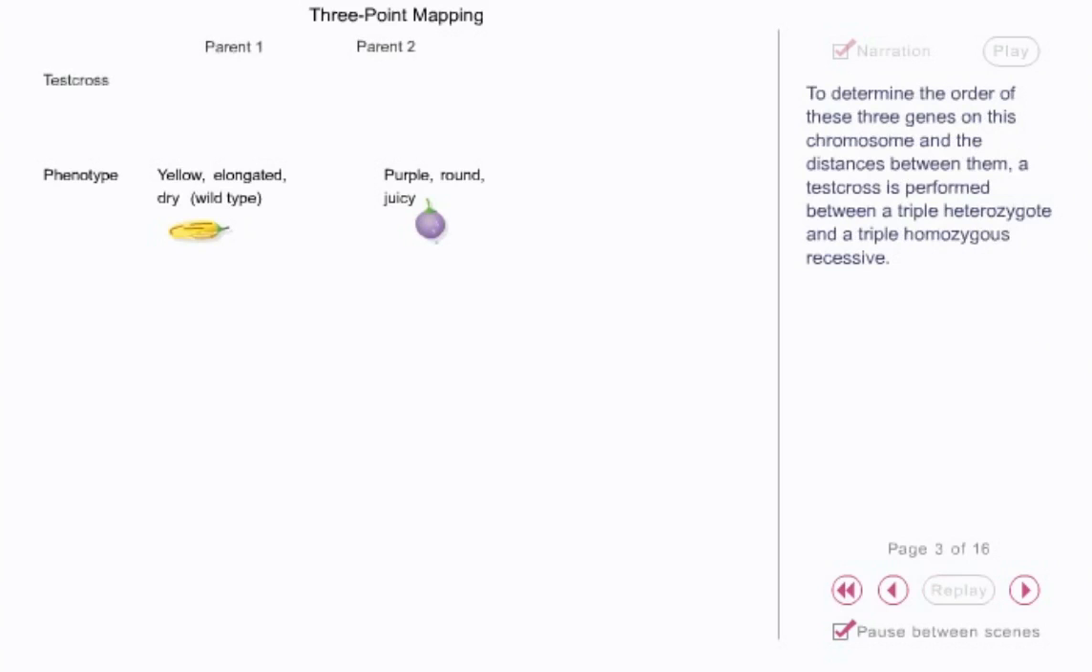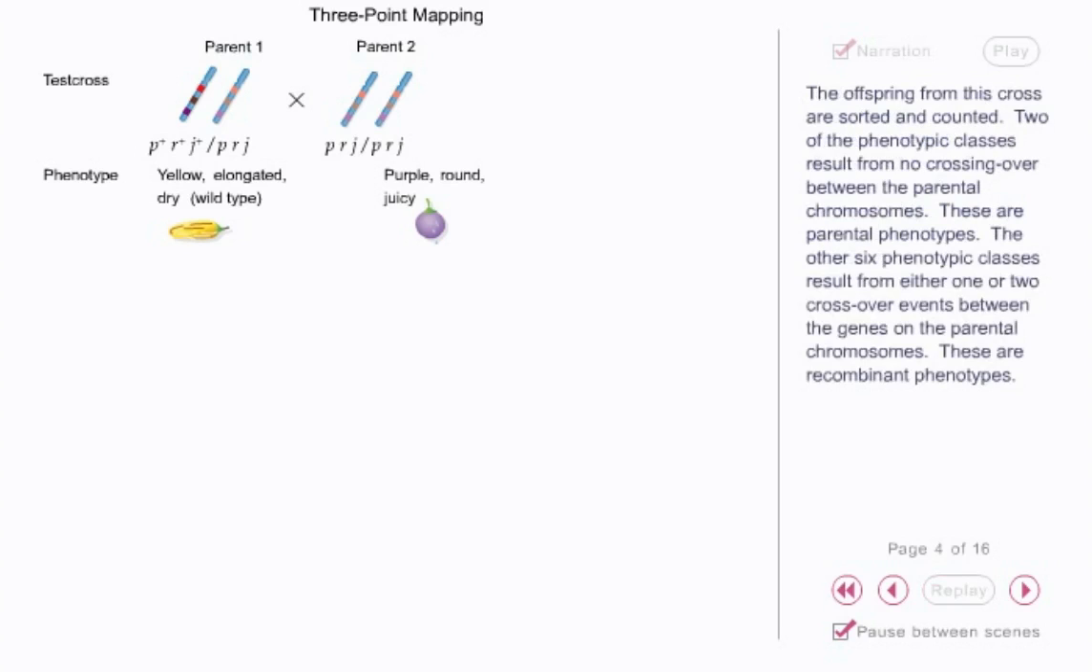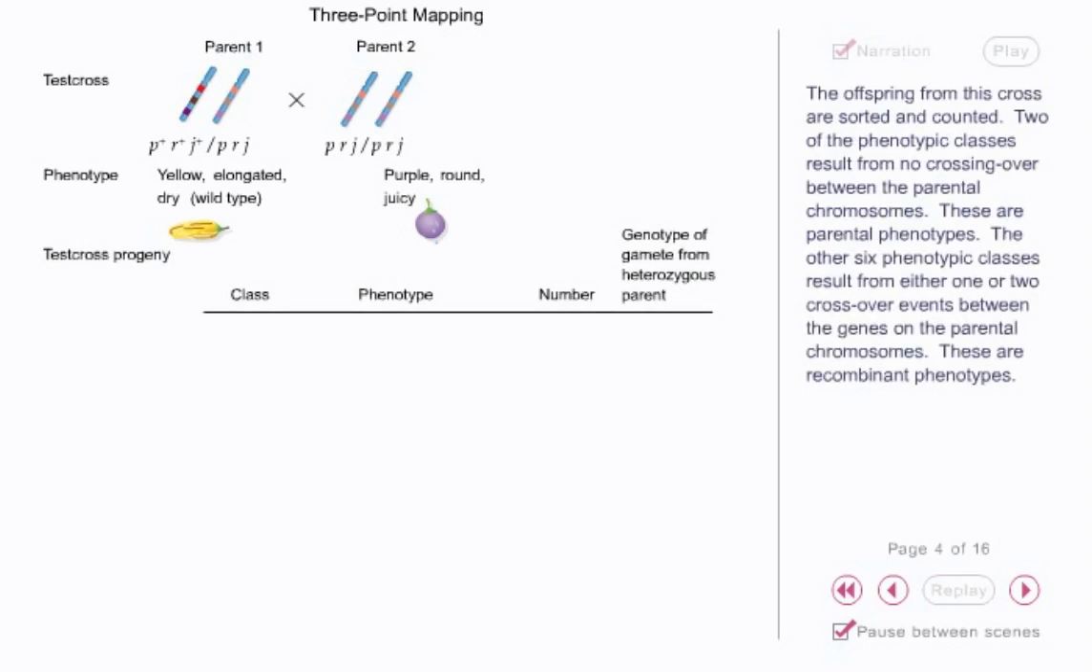To determine the order of these 3 genes on this chromosome and the distances between them, a test cross is performed between a triple heterozygote and a triple homozygous recessive. The offspring from this cross are sorted and counted.